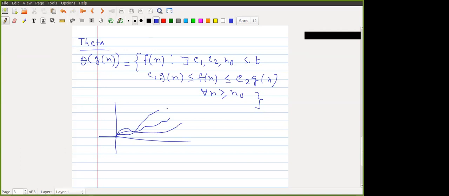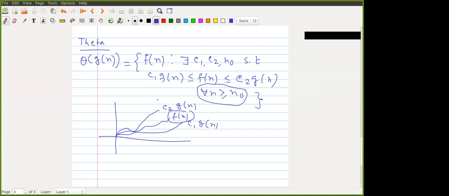You understand this point, right? So for example, this is my theta of g(n), this is f(n) and c1 g(n). My function f(n) is bounded by these. There is something called the sandwich theorem, if anybody knows. So this function is sandwiched between them. Once n is greater than or equal to n naught, any value of f(n) is upper and lower bounded by some multiple of g(n).